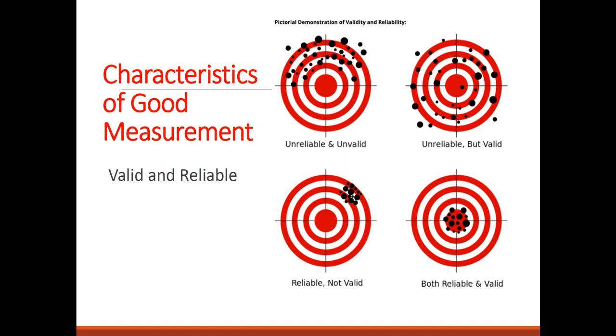You can see the top right: unreliable but valid. Valid because it measures close to the center, but unreliable because it's scattered. Actually, the picture is centered a bit, but it's scattered. It's all over the quadrant. The bottom left is reliable but not valid because it cannot hit the target, but it's very consistent. These are the things that you need to consider.